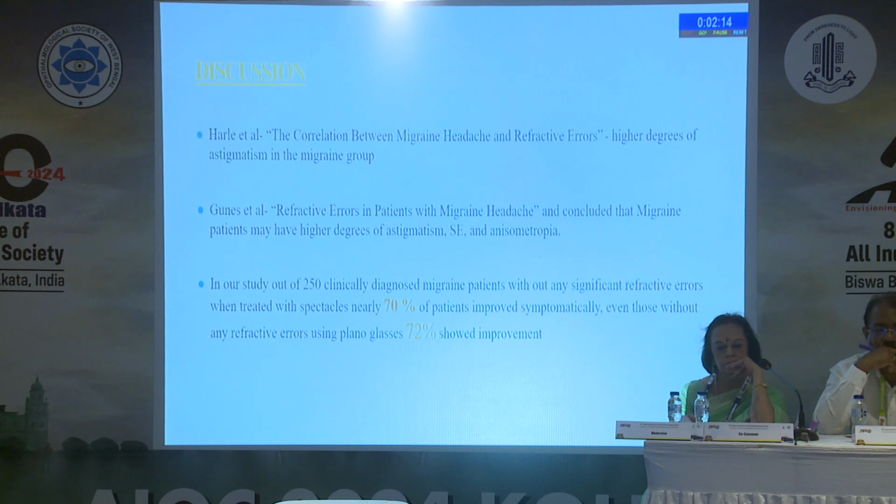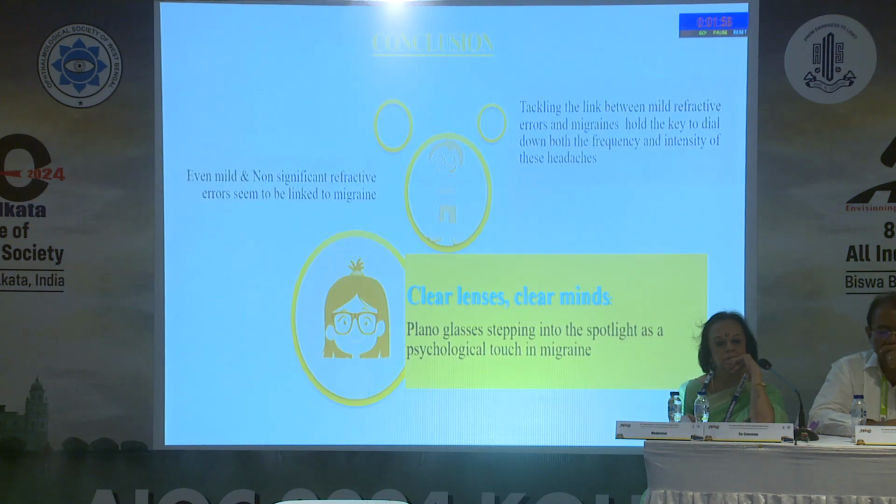In our study, out of 250 clinically diagnosed migraine patients without any significant refractive errors, when treated with spectacles, nearly 70% of the patients improved symptomatically. Even those without any refractive errors, using plano glasses, 72% showed improvement. So to conclude, even mild and non-significant refractive errors seem to be linked to migraine.